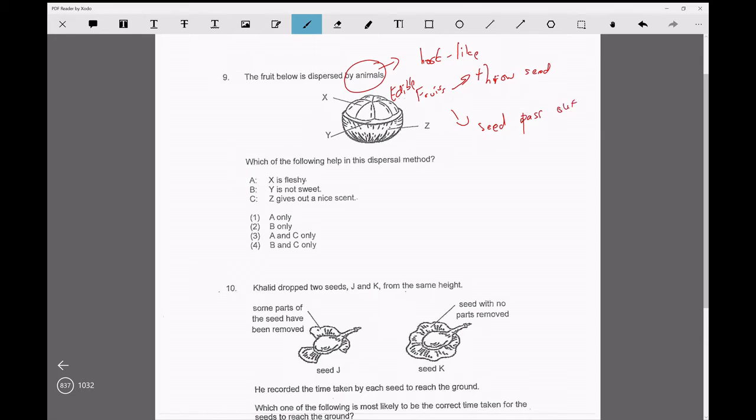So it must be fleshy, to attract the animals to eat them. It's supposed to be sweet to attract them as well. It gives out a sweet, good scent, so animals will be attracted to the smell. So it's A and C, number 3.